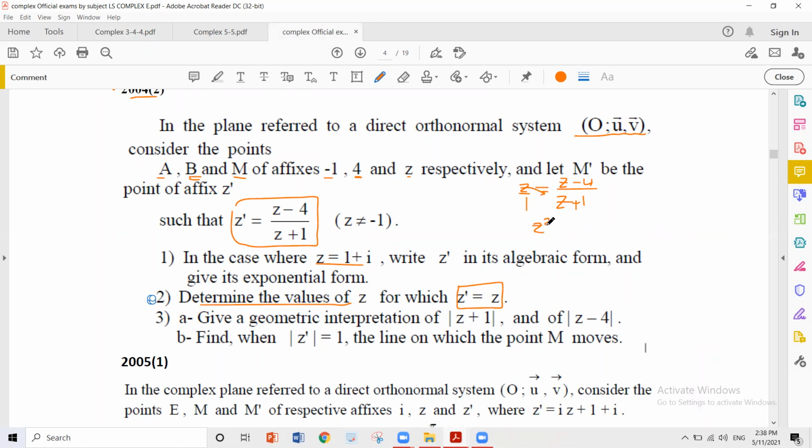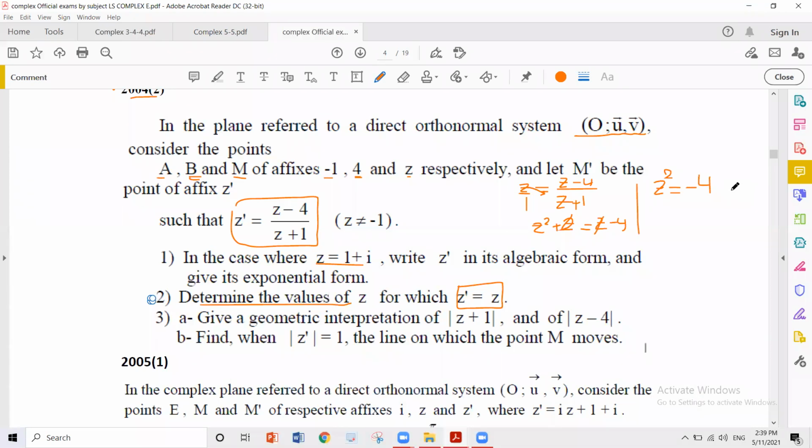Z square plus Z equals Z minus 4. Z and Z cancel. How to solve the equation Z square equals minus 4? Impossible? No, it's not impossible. We are solving in the set of complex numbers.